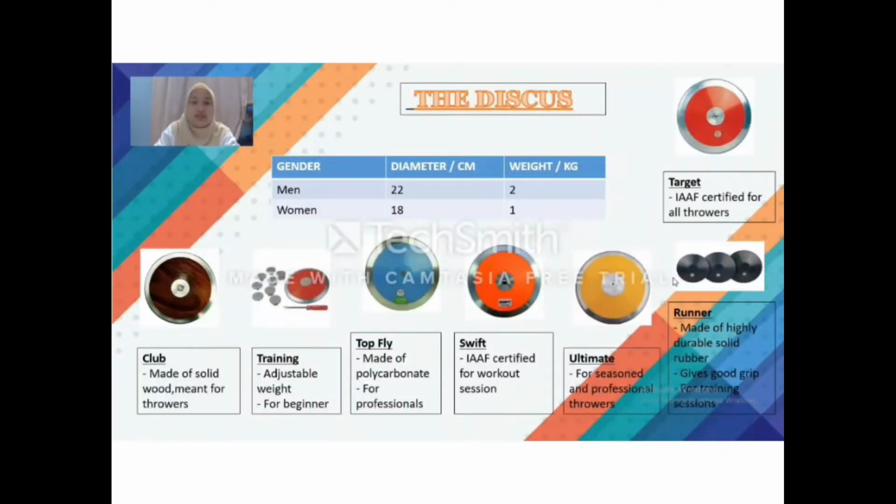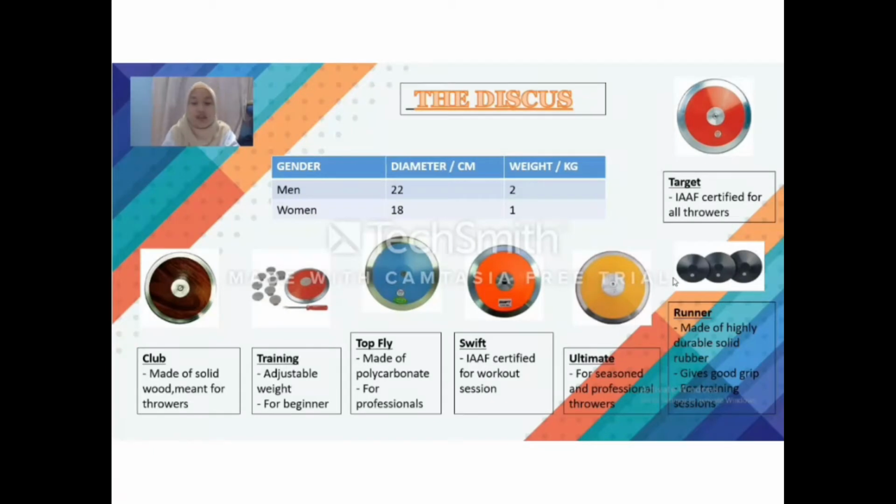The next one is the discus. There are many types of discus. The first one is Target. Target is IAAF certified for all throwers. The next is Runner. Runner is made of highly durable solid rubber and gives a good grip. This is suitable for training sessions. The next is Ultimate. Ultimate is for sessions and professional throwers. This discus is IAAF certified for workout sessions.